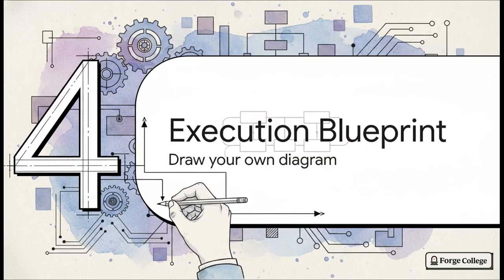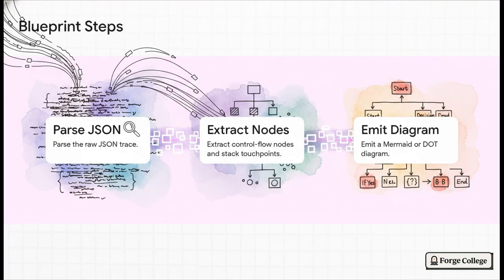All right, Section 4, the execution blueprint. It's time to draw your own diagram. So let's roll up our sleeves and actually draw our own pattern diagram for the EVM. We're going to do a quick 3-step mini project to convert a massive, terrifying JSON trace into a clean, minimalist visual flowchart. Step 1, we parse the raw JSON trace. Step 2, we extract the control flow nodes and stack touchpoints. And step 3, we emit a mermaid or dot diagram that we can actually read.